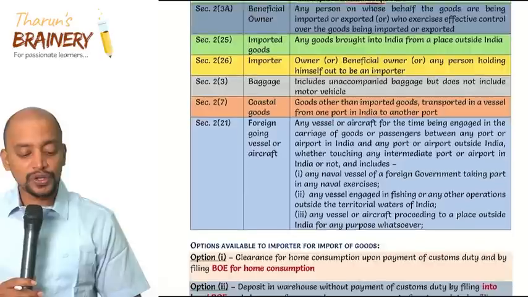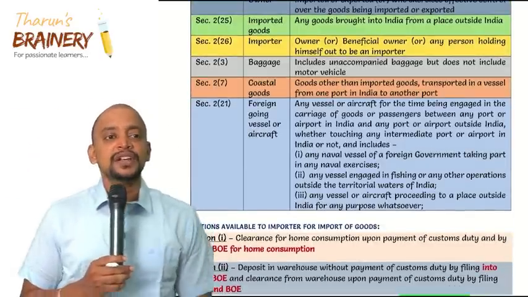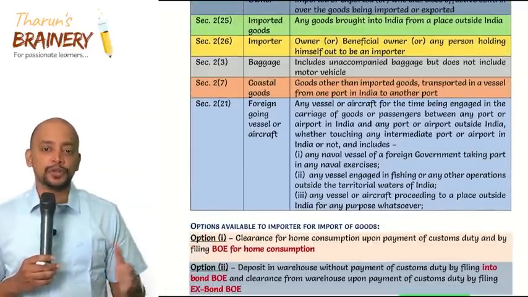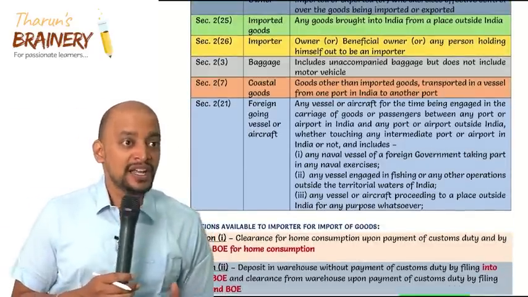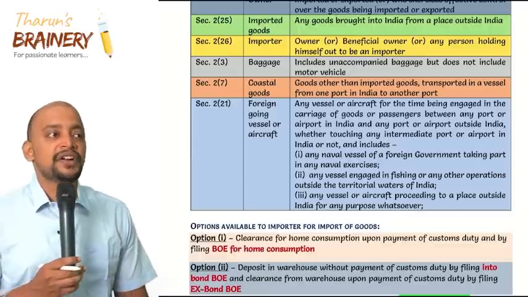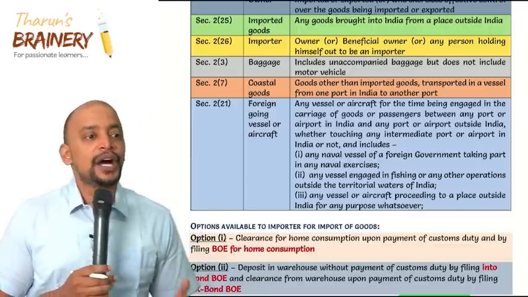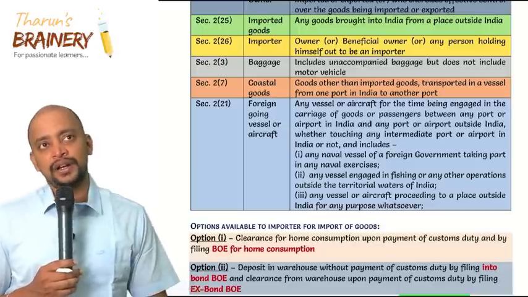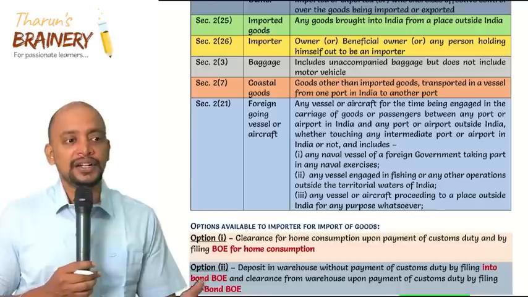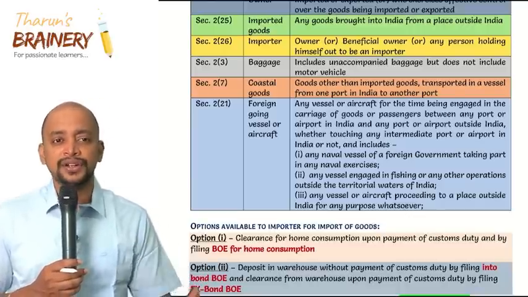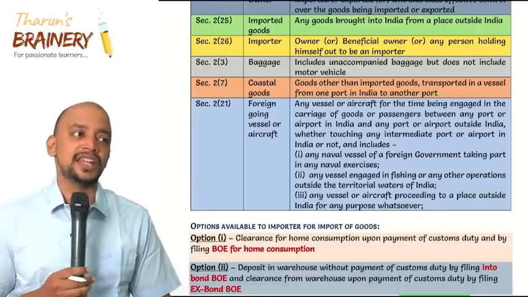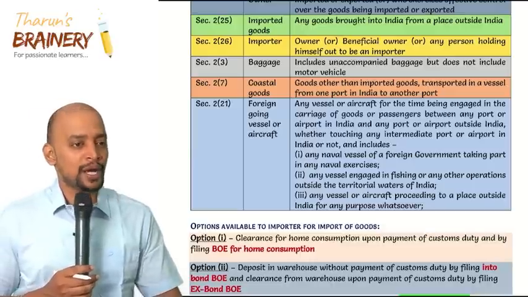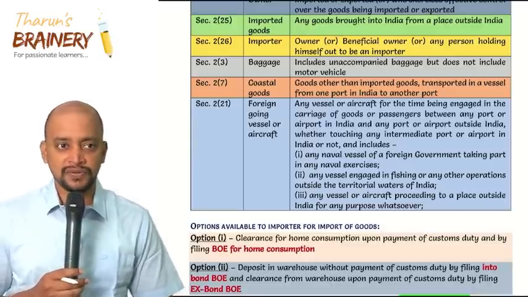Then coastal goods. Coastal goods means goods which are neither imported nor exported but taken in the seaways from one port in India to another port in India. For example, between Maharashtra and Gujarat, there is a huge trade that will happen in the seaways. Surat port to Mumbai port, a lot of transactions will be happening.